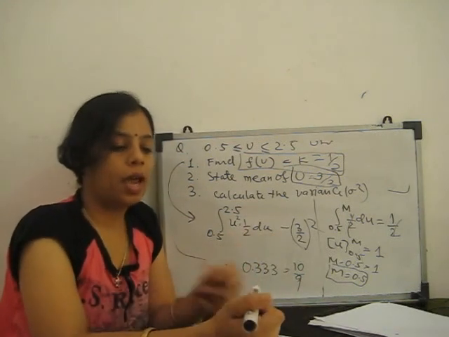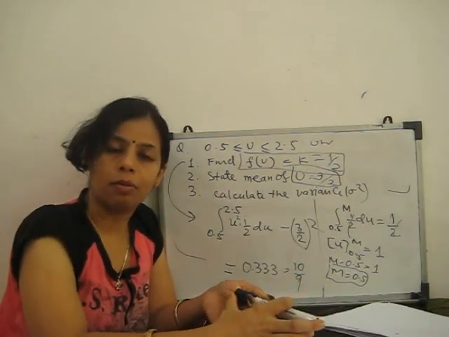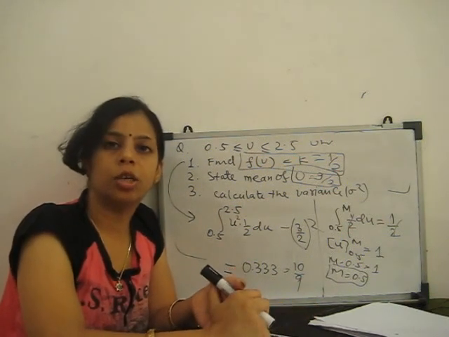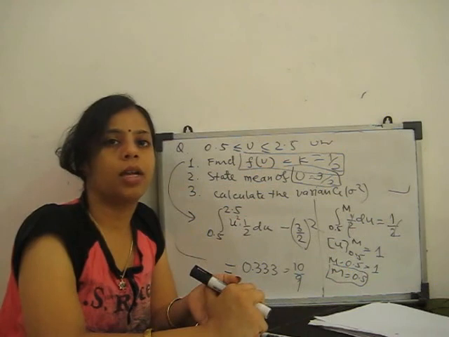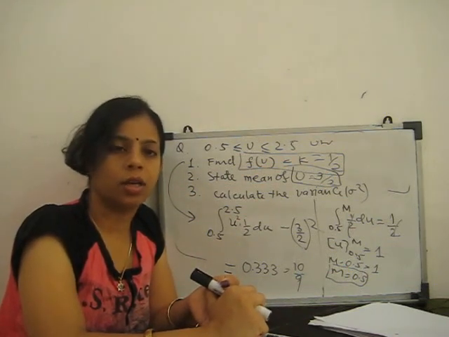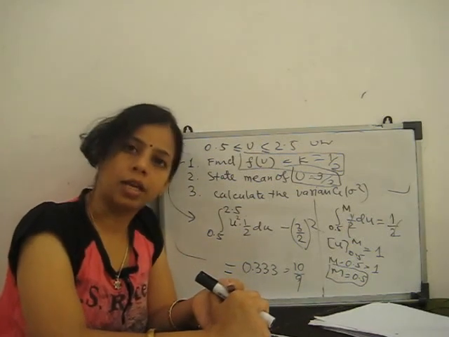Clear? So with the help of this formula and with the help of my lecture, you can easily understand what a random continuous variable is and how we can find all the different variables and the probability density function for the given data. Thank you very much.